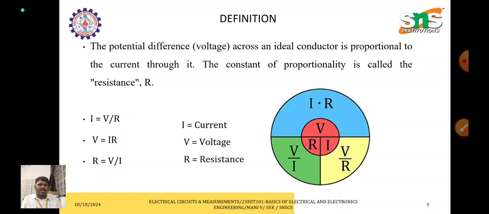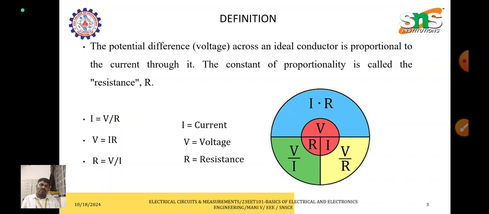During this time, the temperature should be constant. During Ohm's law, the temperature should be constant. So according to Ohm's law, the current flowing through the circuit is directly proportional to the applied voltage. Therefore, V is directly proportional to I.